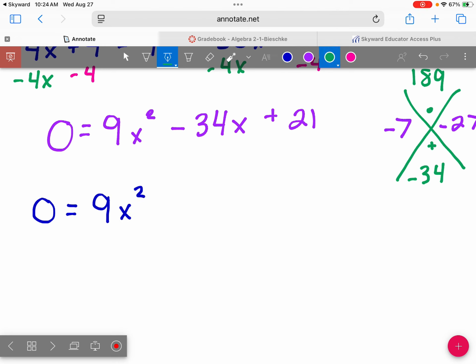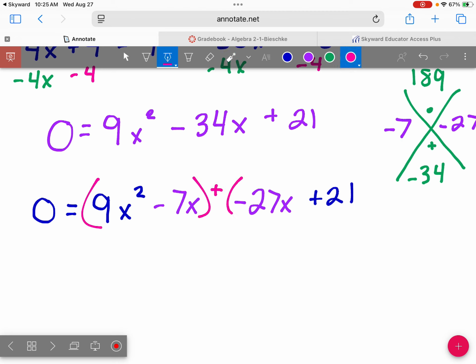But this gives us our minus 7x and our minus 27x plus 21. Because it's just uncombining these like terms. If I combine these back together, I'd get exactly what we had here. We're just splitting them apart in this very specific way. I always have a plus between when we are grouping. Makes things easier.